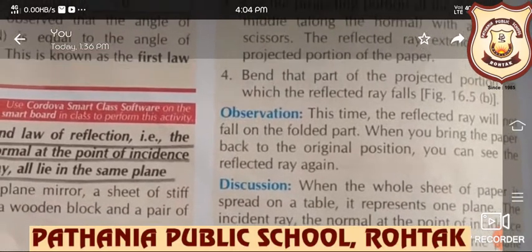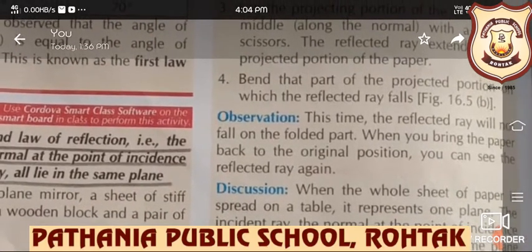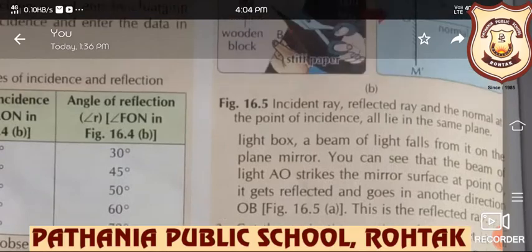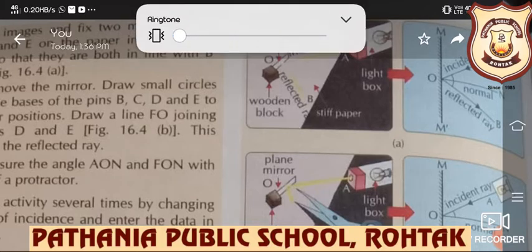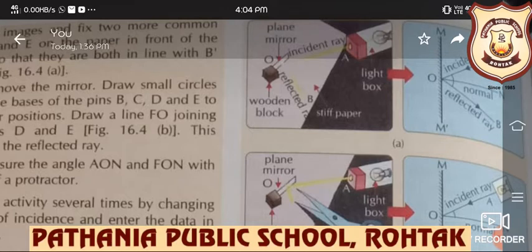When the whole sheet of paper is spread on the table, it represents one plane. When this sheet of paper is complete here, this is one plane. The incident ray, the normal at the point of incidence, and the reflected ray all lie on the same plane. But when you bend the stiff paper, you create a plane different from the plane in which the incident ray and the normal lie, and we don't see any reflected ray.